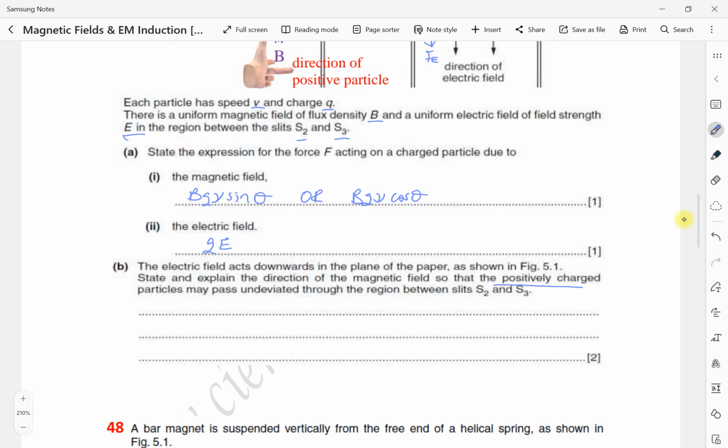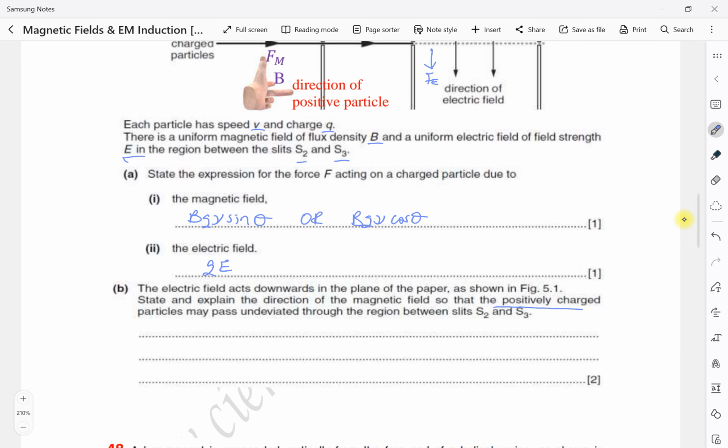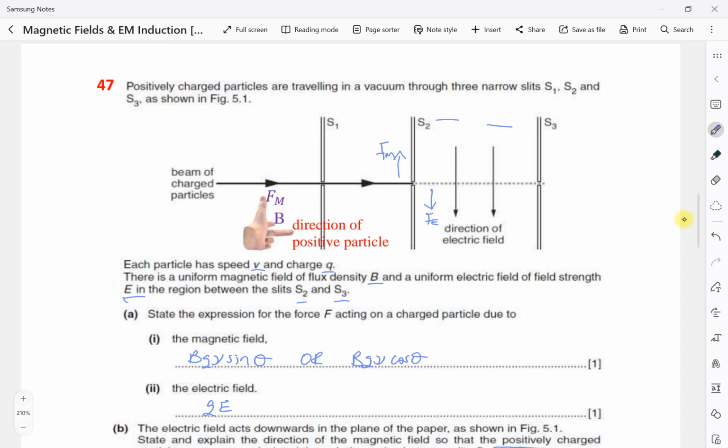State and explain the direction of the magnetic field so that the positively charged particles may pass undeviated through the region. I've already explained that because it is positively charged, the direction of the electric force is the same as that of the electric field itself. So the electric force is downwards. For the particle to pass undeviated, the magnetic force is going to be in the opposite direction, equal but opposite. So the magnetic force is going to be upwards.